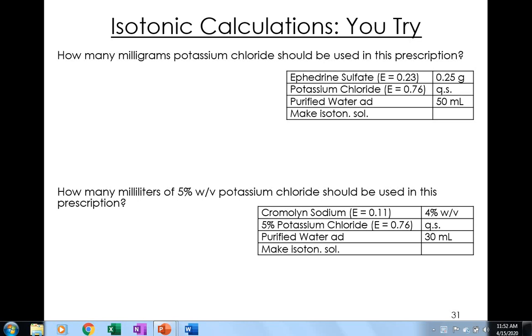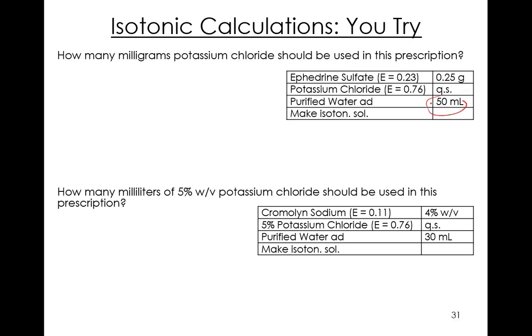Okay, the first step in the first problem is to determine how much sodium chloride it would take to make the entire prescription volume of 50 mils isotonic. So 0.9 grams NaCl per 100 mils is isotonic. So how many grams NaCl to make 50 mils isotonic? That will be 0.45 grams NaCl.